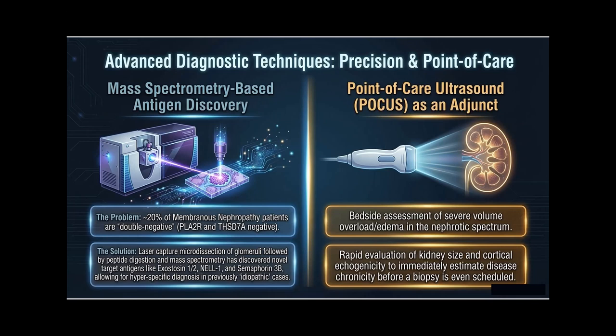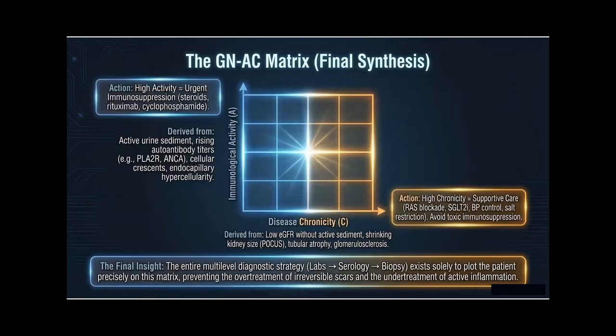Another important thing is FOCUS. What is FOCUS? Point of care ultrasound. That means every patient must get an ultrasound, a bedside assessment of severe volume overload, edema and nephrotic spectrum, rapid evaluation of the kidney size, whether cortical echogenicity is maintained or not, and immediately estimate the disease chronicity before a biopsy is even scheduled. So, mass spectrometry and point of care ultrasound are two important additions.